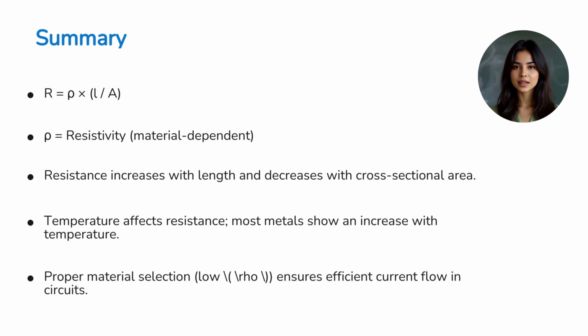For most metals, heating increases resistance because atoms vibrate more, blocking electron flow. But in materials like semiconductors, it's the opposite. Resistance actually goes down. And finally, proper material selection matters. Using materials with low resistivity, like copper or silver, ensures efficient current flow and minimizes energy loss in circuits. So next time you plug in a device, think of it this way: a perfect balance of physics, material science, and smart engineering is keeping that current flowing safely and efficiently.